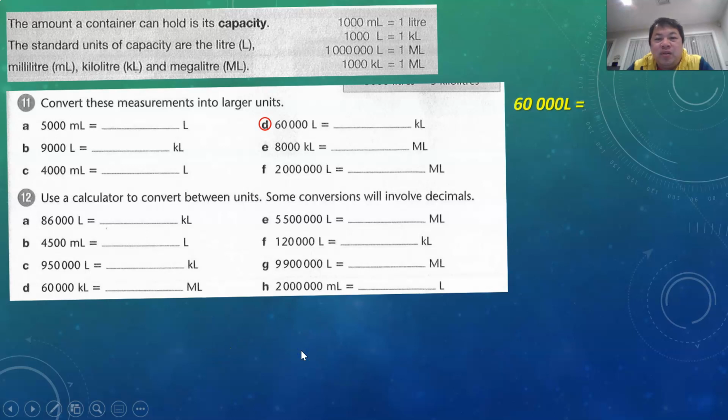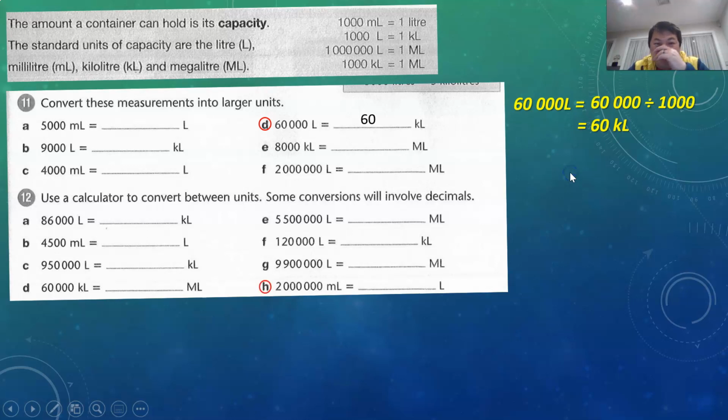So again, let's look at D, 6,000 liters. Look at liters and kiloliters. It's related to 1,000, isn't it? So from a smaller unit you want to convert to a bigger unit. That's why you divide by 1,000, isn't it? So that's how you get 6 kiloliters.